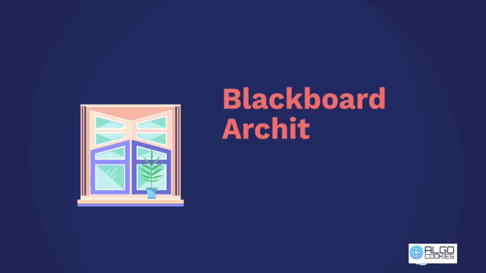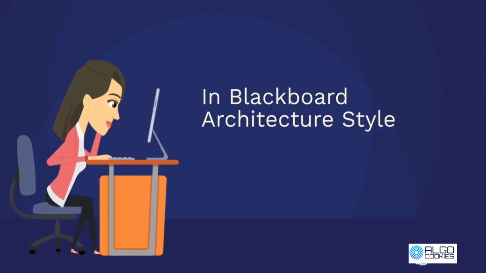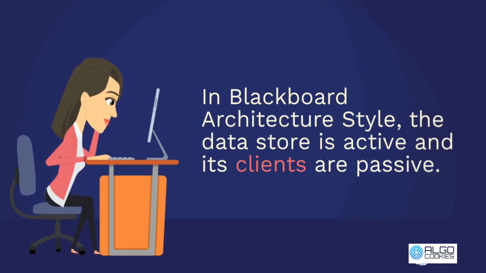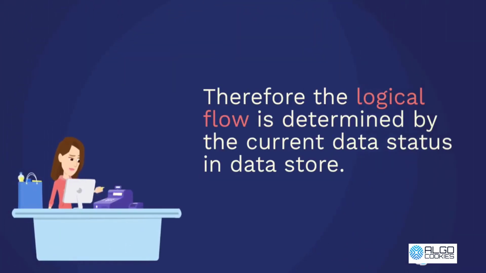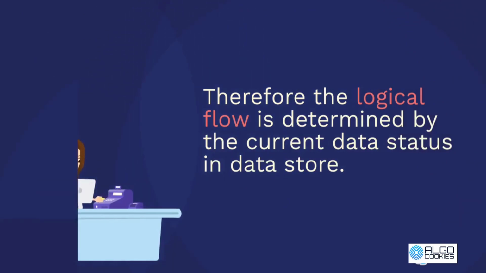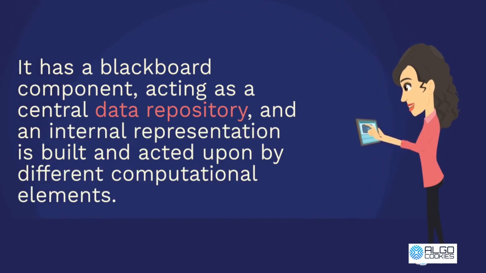Blackboard architecture style. In Blackboard architecture style, the data store is active and its clients are passive. Therefore, the logical flow is determined by the current data status in data store. It has a Blackboard component, acting as a central data repository, and an internal representation is built and acted upon by different computational elements.